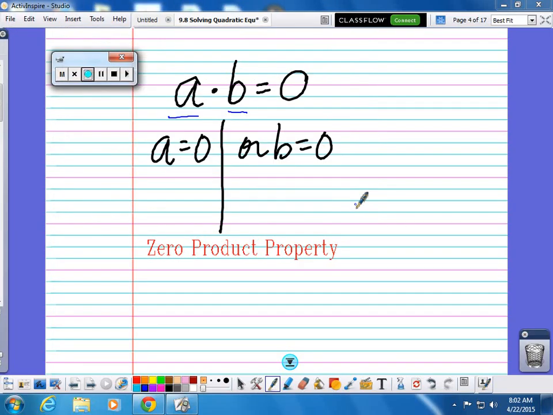The zero product property is what we're going to use to solve quadratic equations using the factoring method. What does that mean? That means if I'm multiplying two things together and their product is zero, either A is zero or B is zero or both. Now when we solve a quadratic equation that has 2 as the highest exponent, x squared, how many solutions should it have? How many factors did it have?